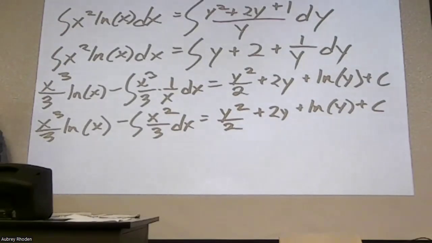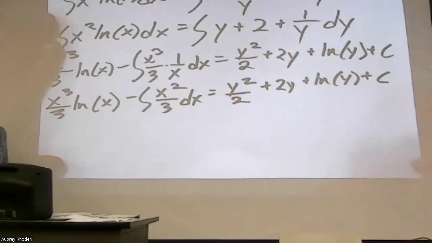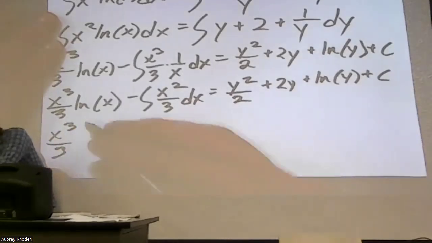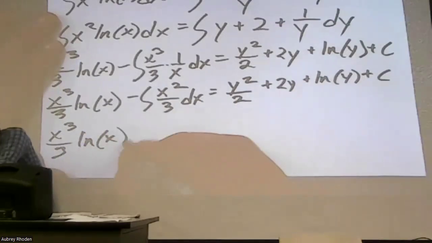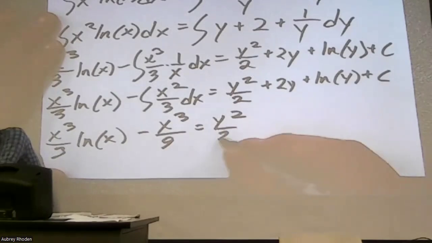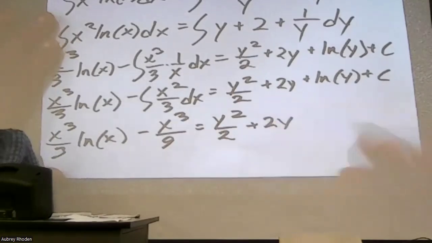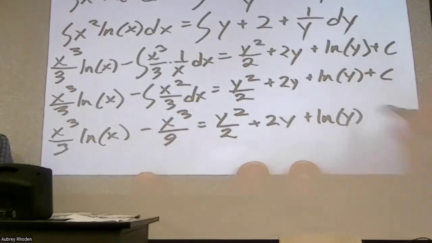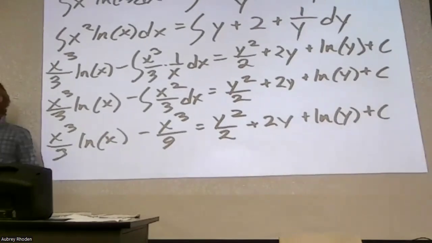Okay, so all right, last step of this problem. We're going to integrate x squared. And so x squared is going to become x cubed divided by 3 again. But we already got a 3 on the bottom. So this becomes x cubed divided by 3 multiplied by the natural log of x minus x cubed divided by 9, which is going to equal y squared divided by 2 plus 2y plus the natural log of y plus c. Okay, and that is actually going to be the solution to our problem.